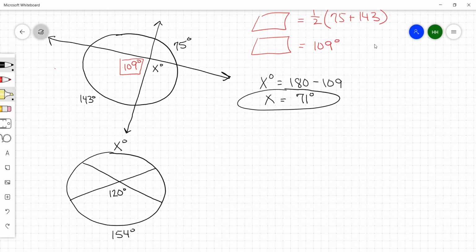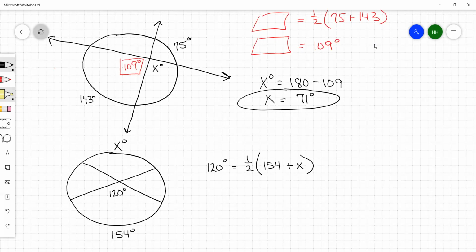So if you use the rule and substitute, what we said earlier was that this angle, this 120 degree angle, is equal to 1/2 of the 154 plus x. Everybody all right with that?